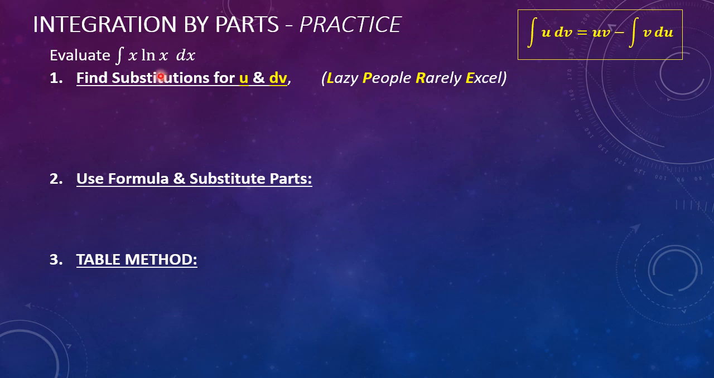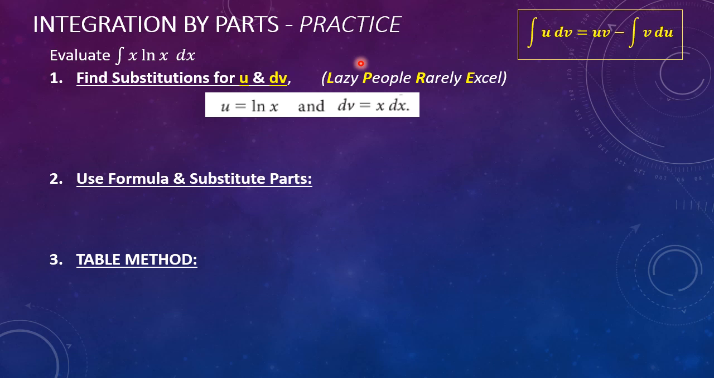Evaluate the integral of x times the natural log of x dx. Remembering lazy people rarely excel, we do have a logarithm, so that is what we're going to make into our u. u is going to equal the natural log of x. dv is everything that's left, which is x dx.